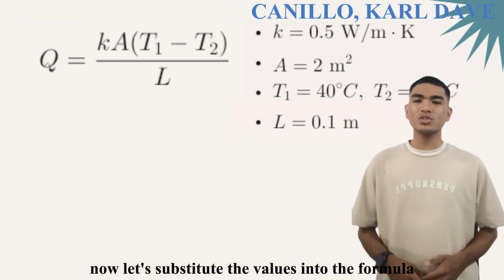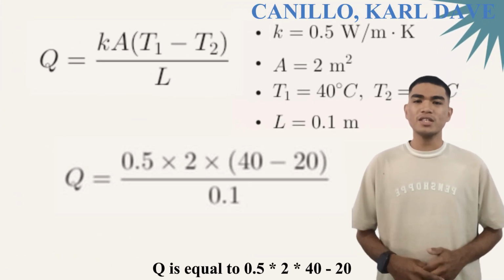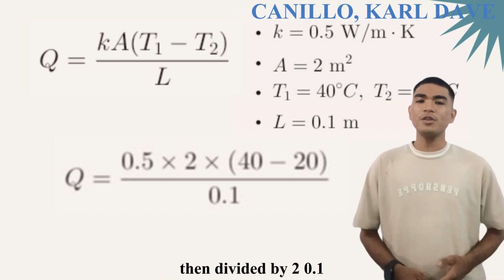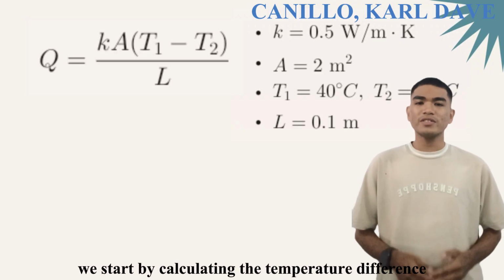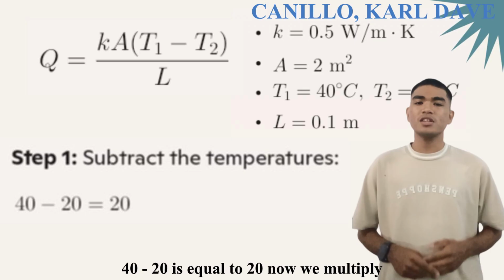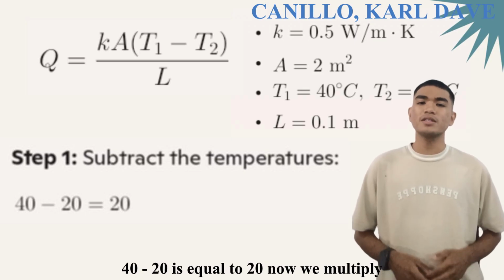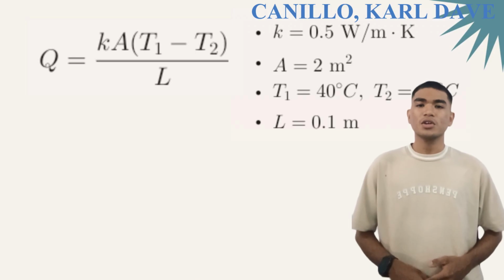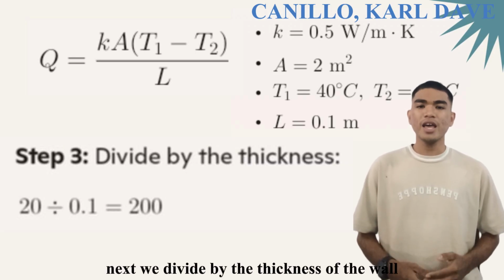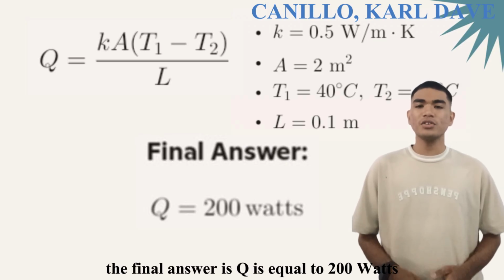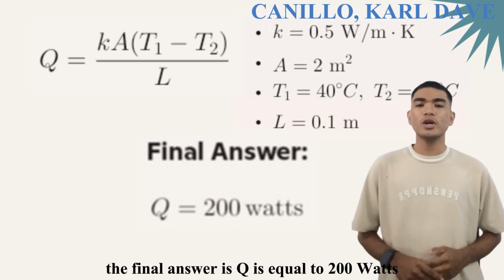Now, let's substitute the values into the formula. Q is equal to 0.5 times 2 times the quantity 40 minus 20, then divided by 0.1. We start by calculating the temperature difference. 40 minus 20 is equal to 20. Now, we multiply 0.5 times 2 is equal to 1, times 20 is equal to 20. So the numerator is 20. Next, we divide by the thickness of the wall. 20 divided by 0.1 is equal to 200. The final answer is Q is equal to 200 watts.